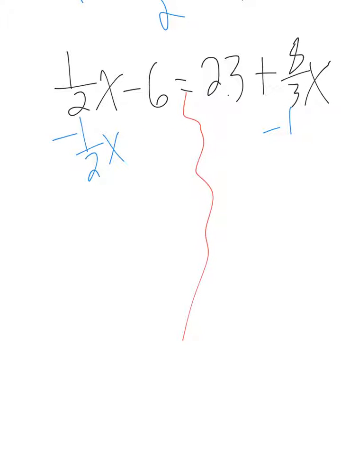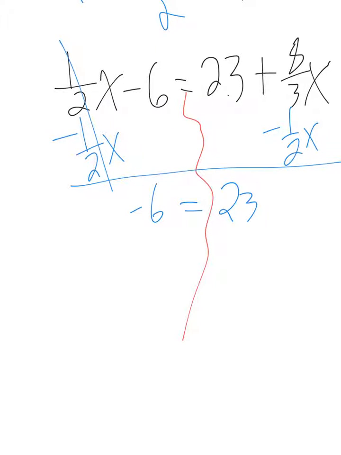So what I should do here is subtract the 1/2 x to the other side. And I'm only working with my like terms. I didn't write 1/2 x under 23 or 6. You're using like terms. They both have x's, so that's why that moves to the other side. All right, so this is going to say -6 equals 23. And so what's 8 over 3 minus 1/2 x?